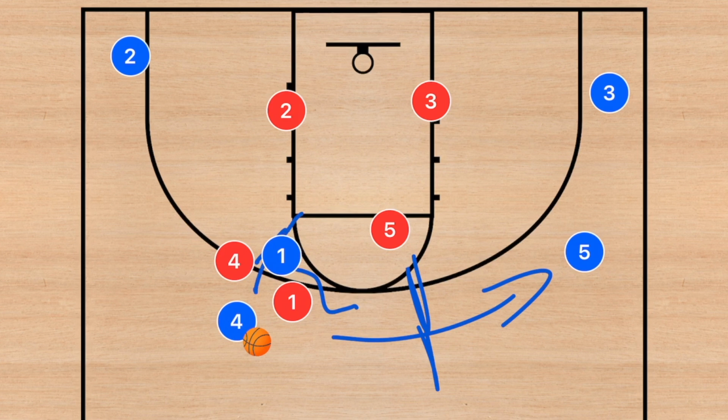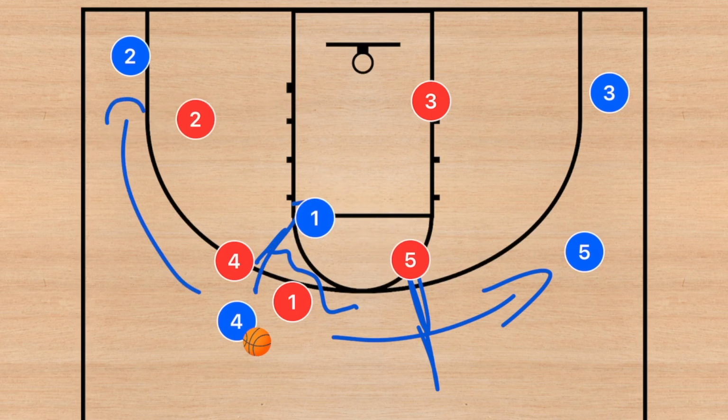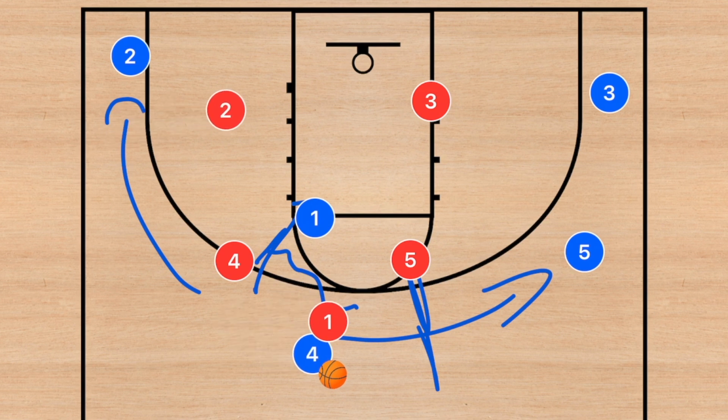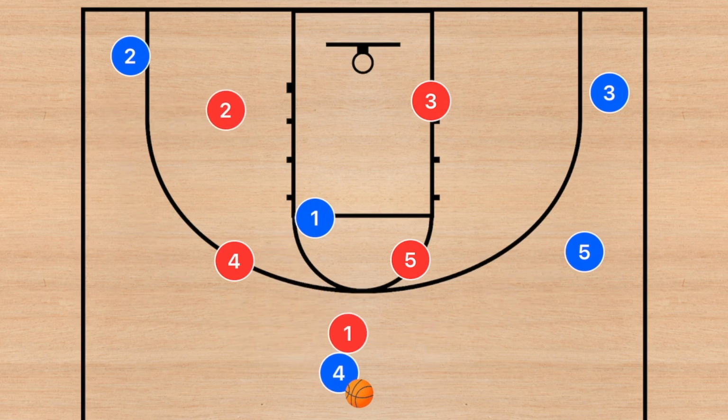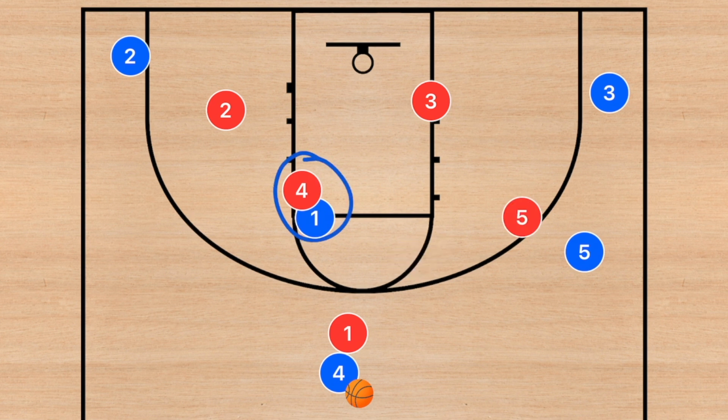Now, if player 4 passes over to 5, this needs to be intercepted. If 4 passes to 1, 5 needs to intercept that. If 4 passes out here, 2 needs to intercept that pass. If he's able to beat his way out of that double, now, if possible, player 4 will stay on 1, 5 will stay on 5, 3 will stay on 3, and 2 will stay on 2.